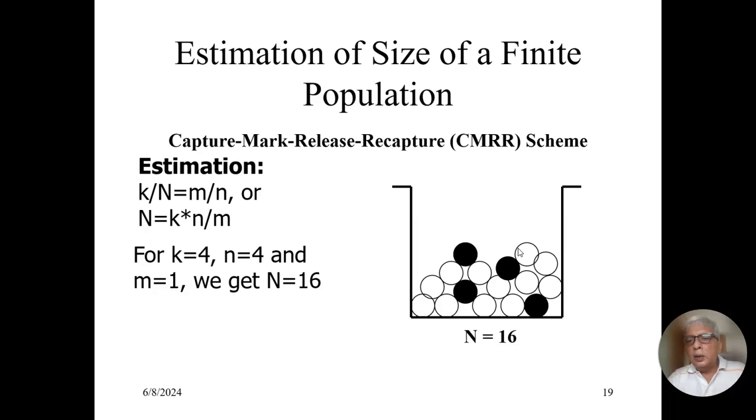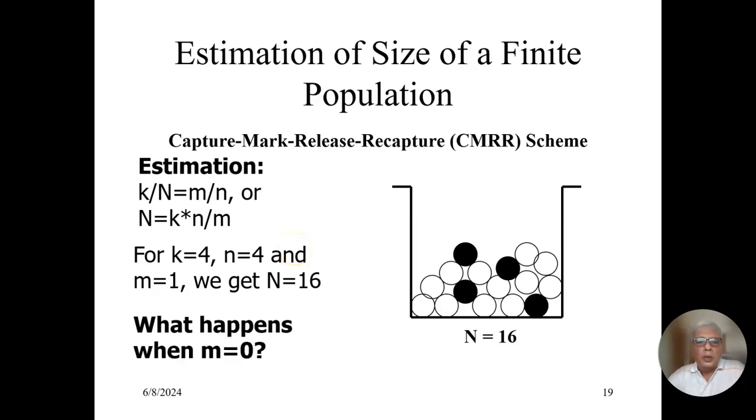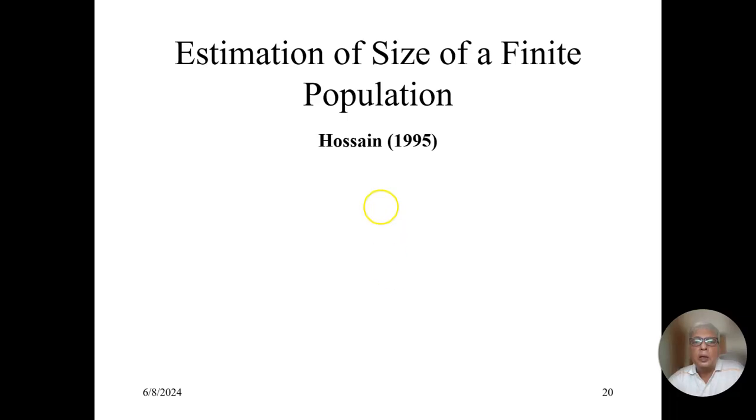So in reality, I mean, we cannot expect the estimator to work so accurately, but we admit that the estimate will be near about the true value. So the problem is what happens when m equal to 0. If we don't get any marked ball in the recapture, then it's a division by 0 problem and the estimator becomes undefined. Okay, so to rectify this error, Hossein in 1995 came up with a scheme.